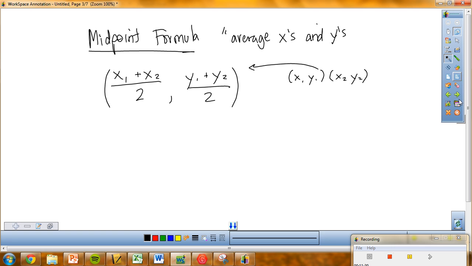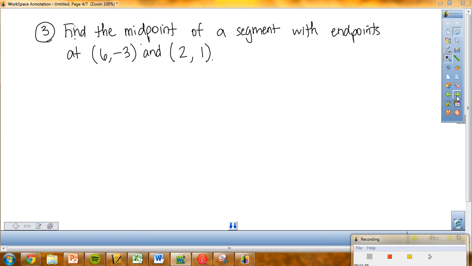So let's practice some of these without a graph. They want us to find the midpoint of a segment with endpoints at (6, -3) and (2, -1). So again, I want to think average. Anytime I see midpoint or middle, I'm really just averaging that. Average.